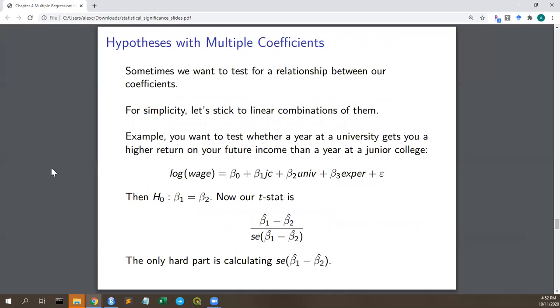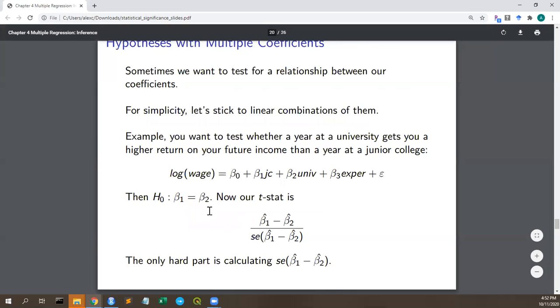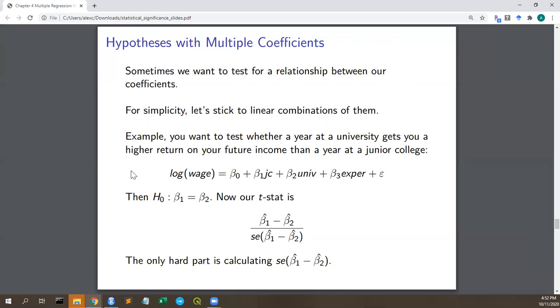So here's some hypothesis testing with multiple coefficients. I'm going to talk about this in the next video, and then I'll finish the slides in that one as well.